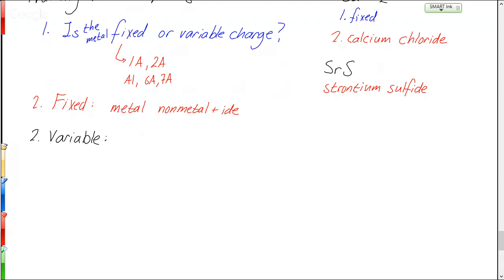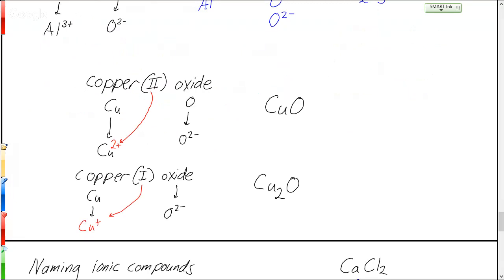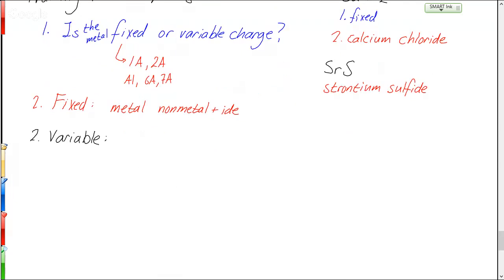If we have a metal that can have a variable charge, can have different charges, just like we did up here, we have to specify that charge in a Roman numeral. So we're going to write that metal name again. Then we're going to put the charge in the parentheses. And then again have the nonmetal plus ide. This can be a little tricky because we have to calculate the charge based on the formula. So let's see how that works.